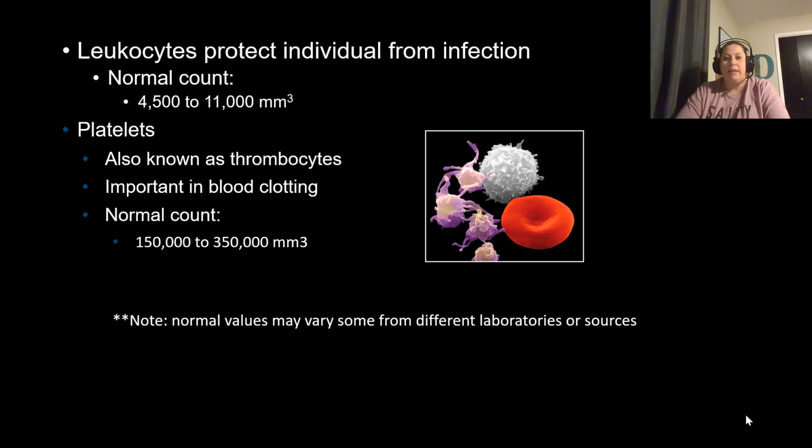On the other hand, we also have the platelets. Platelets are known as thrombocytes. You can see them here in the purple-ish color. These guys are super important in blood clotting, and our normal count is normally between 150,000 and 350,000 in our units of blood. Normal values may vary some between laboratories or sources, so based on where you work, when you get blood work from the patient, they'll have the normal values off to the side for you to be able to do comparisons.